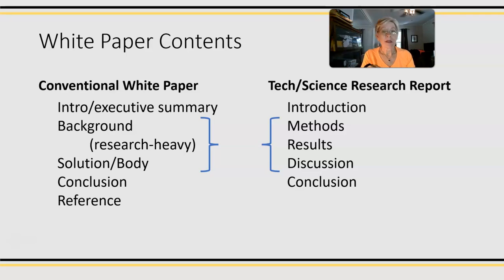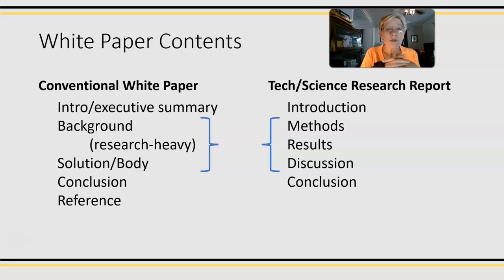Here we put it together side by side, so you can kind of get the difference between a white paper on the left and a tech science research report, which some of you are doing in your other class. If you're taking senior design, you have to come up with a research report, and you're like, why am I doing the same thing? You might be using the same data, but you are doing a different thing.